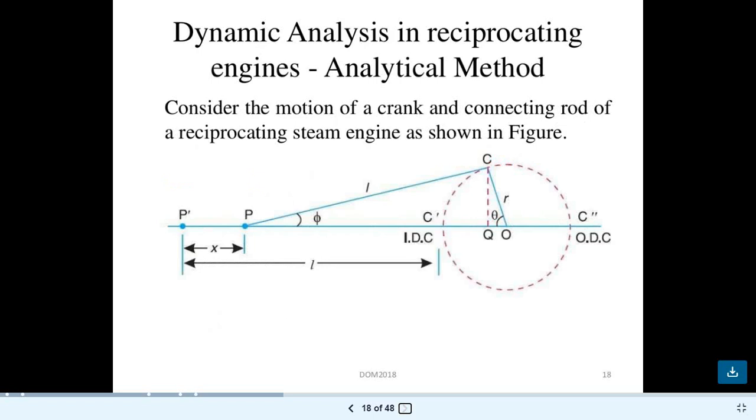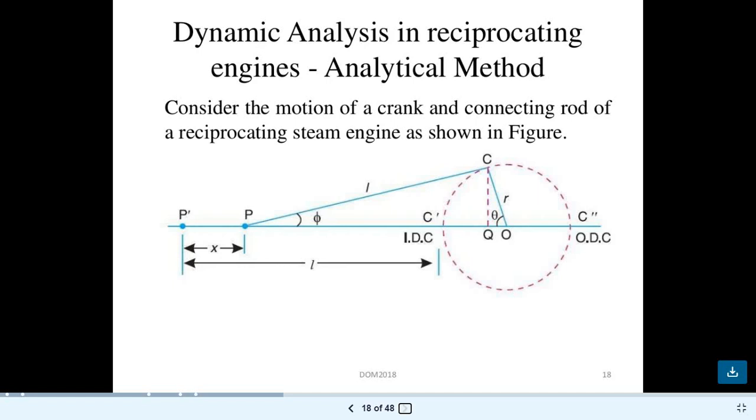Consider a crank and slider in a reciprocating engine as shown in the figure. The initial position of the crank is the original position. For example, C' to O is the initial position. At that time, the connecting rod CP will be in the position C'P'. The radius of the crank is r. The length of the connecting rod CP is l. Initially, the crank is in the original position. C' is the inner dead center and C'' is the outer dead center.